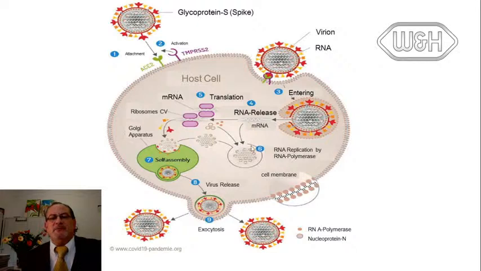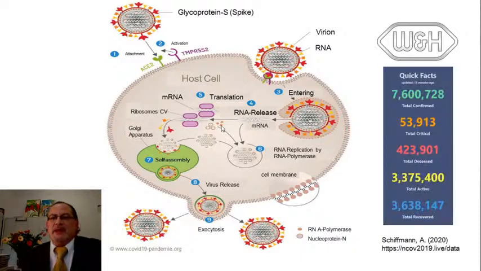the replication can take place, and the proteins that are needed to reassemble a new virus are produced at the ribosomes, and then in a self-assembling process in the Golgi apparatus, the virus will later be released via exocytosis and can then infect further cells. The cell itself stays alive, but it does not function anymore because it is now just reproducing the virus. Here are some quick facts from last weekend.